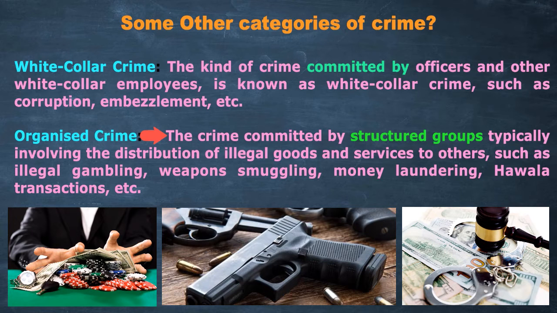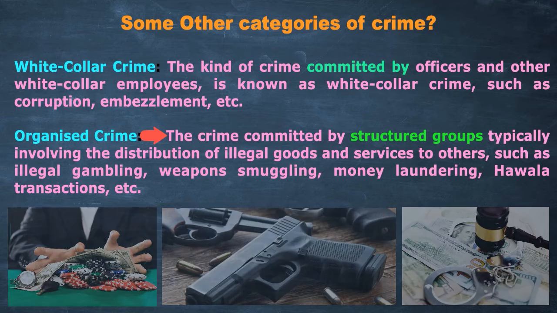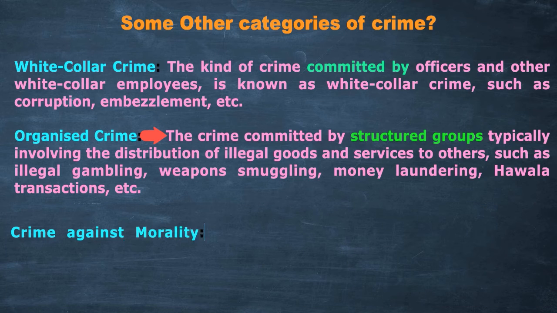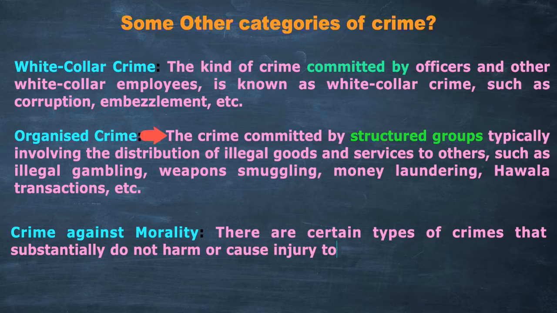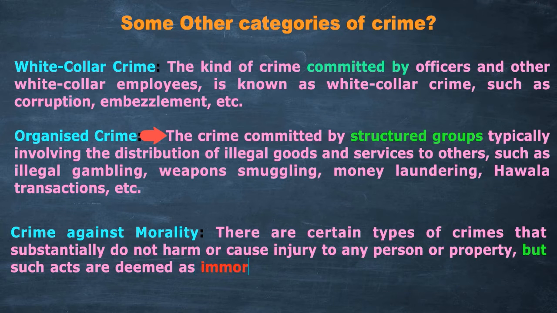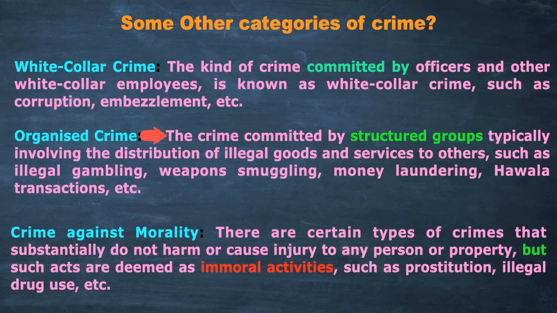And the last one in this category is crime against morality. There are certain types of crimes that substantially do not harm or cause injury to any person or property, but such acts are deemed as immoral activities, such as prostitution, illegal drug use, etc.